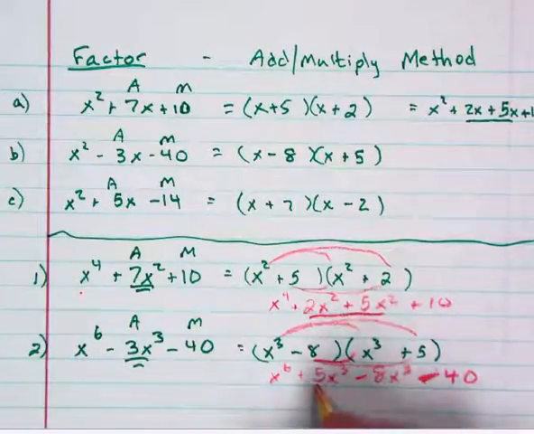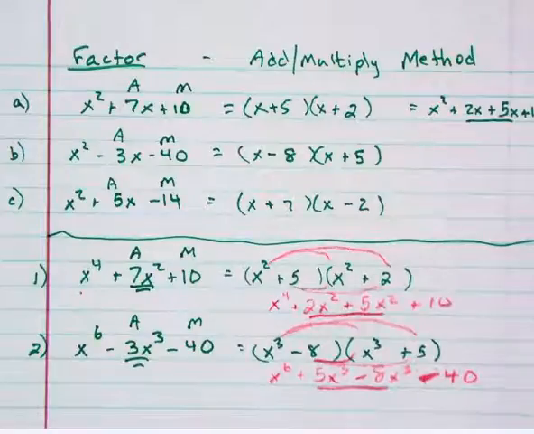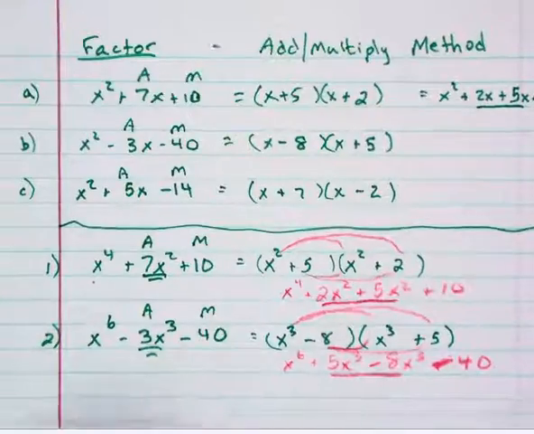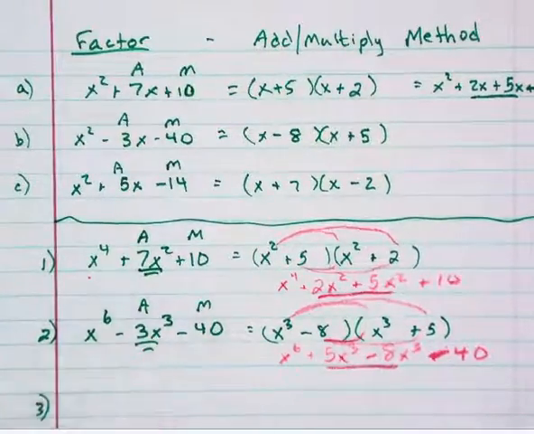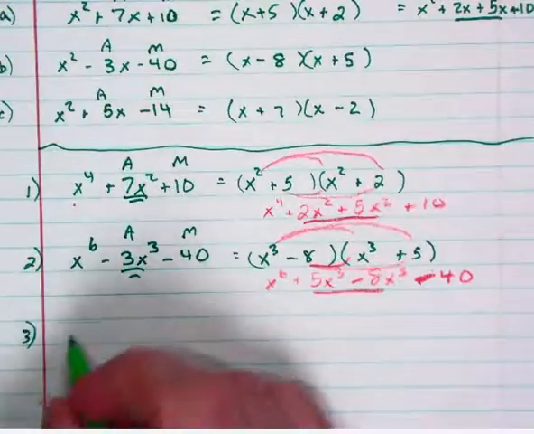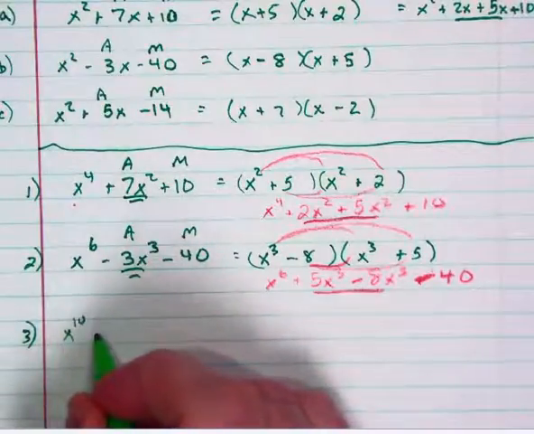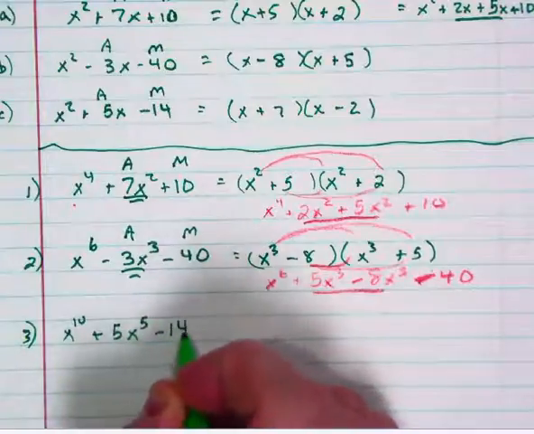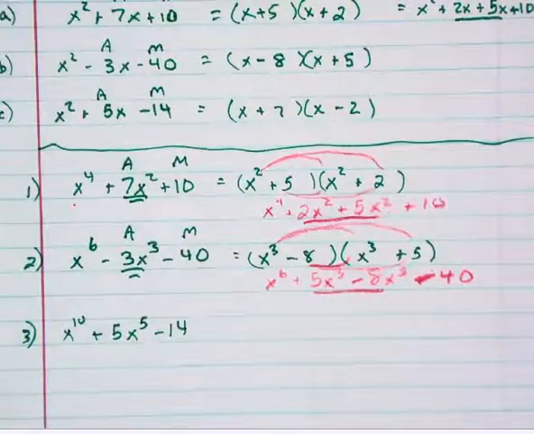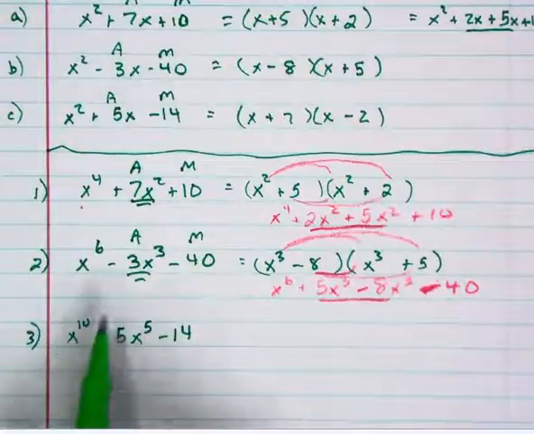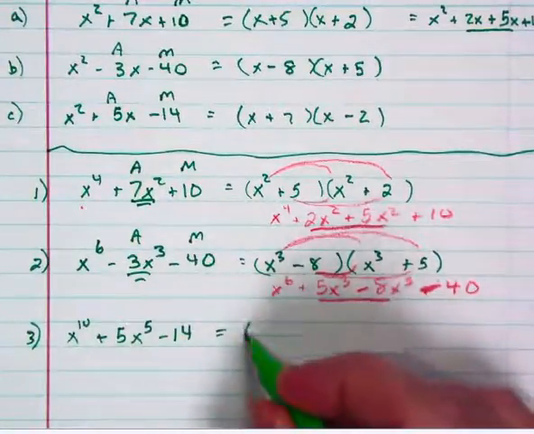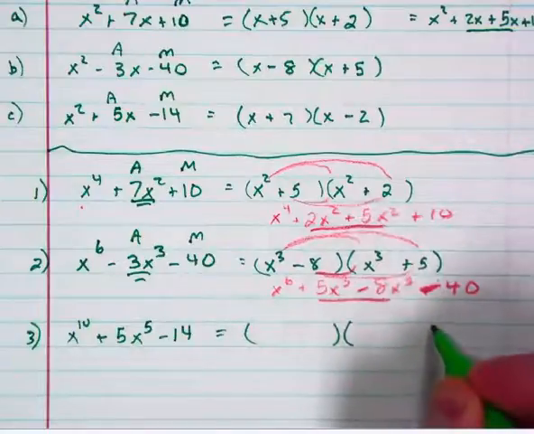Those go together as like terms, so I get -3x to the third. Okay? What about if I were to do x to the 10th plus 5x to the 5th minus 14? Well, again, that seems very similar to letter C above, which means I know that the numbers I want are 7 and -2.